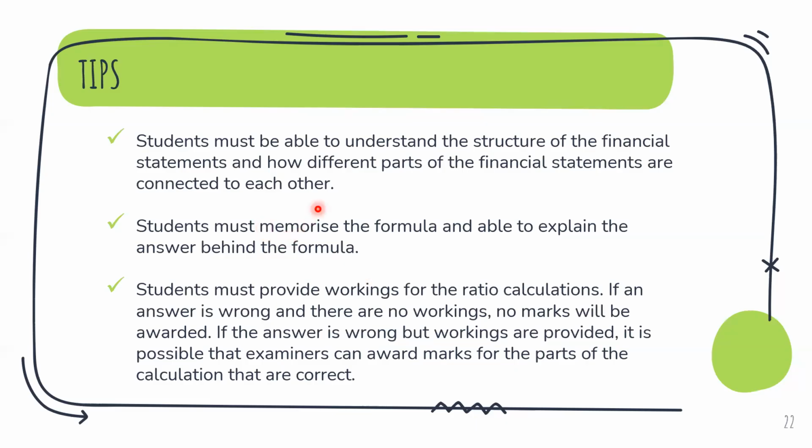Before we start answering the question, there are some tips that are useful for the students. Number one, students must be able to understand the structure of the financial statements and how different parts of the financial statements are connected to each other. Number two, students must memorize the formula and be able to explain the answer behind the formula. Finally, students must provide working for the ratio calculation. If an answer is wrong and there are no workings, then no marks will be awarded. But if the answer is wrong and workings are provided, there is a possibility that the examiners can award marks for the parts of the calculation that are correct. So please take note, it's very important for us to show the working instead of the final answer only.